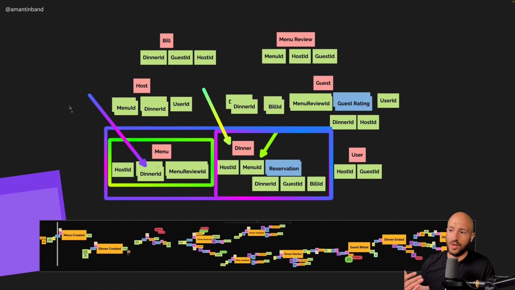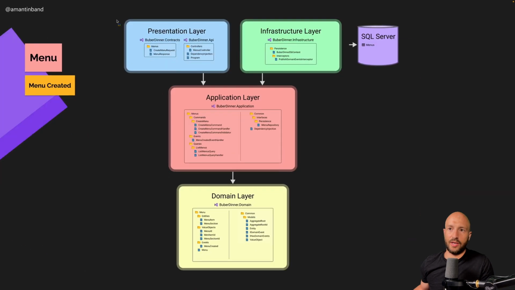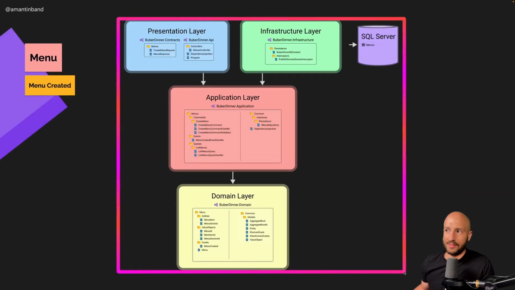So basically, when you want changes to one aggregate to affect another aggregate, the way you do it is you create event handlers and they apply the changes that you want to be applied. In this video, we're going to focus specifically on the menu created domain event inside the menu aggregate. So over here, we have the relevant files in our file system, and we're looking at the flow of creating a menu.